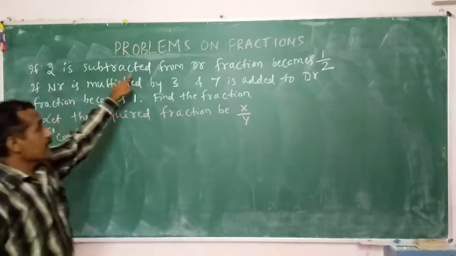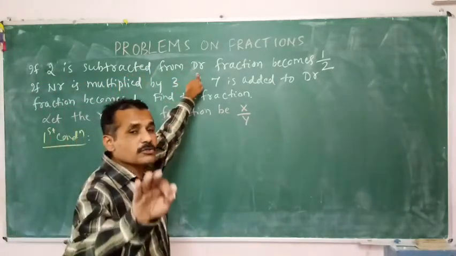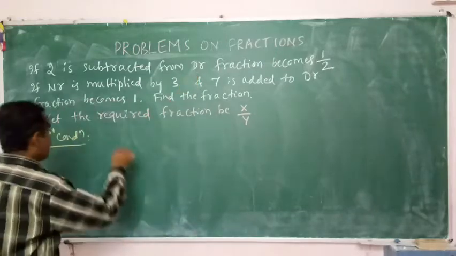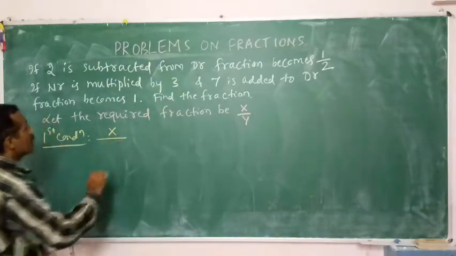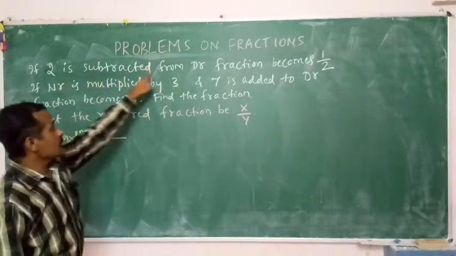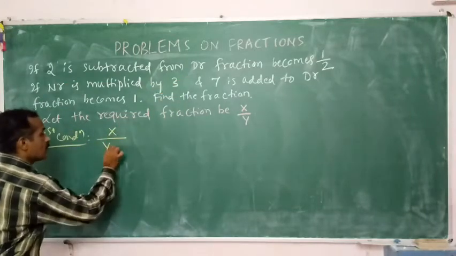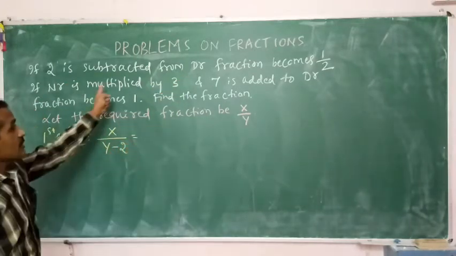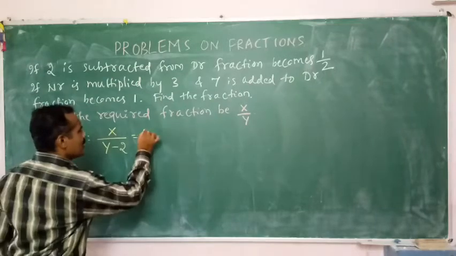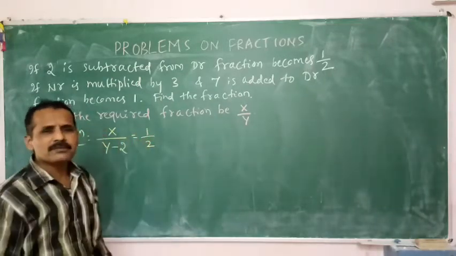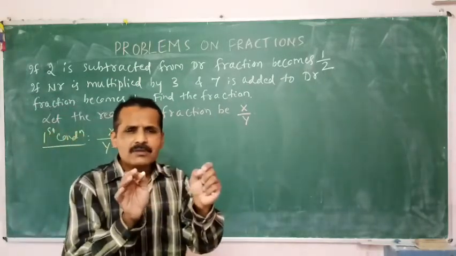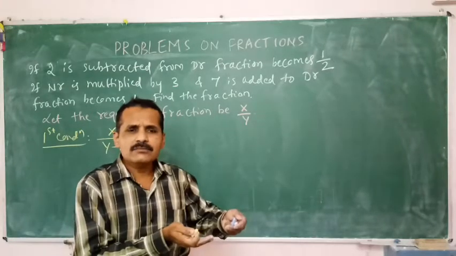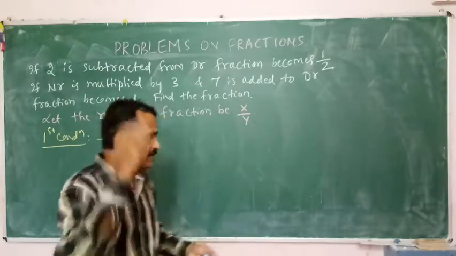2 is subtracted from the denominator, which means nothing is to be done for the numerator. Let it be as it is, x divided by y minus 2. The fraction becomes 1 by 2. My dear children, the problems are very simple. Just read it, form one equation, solve it, get the answer.